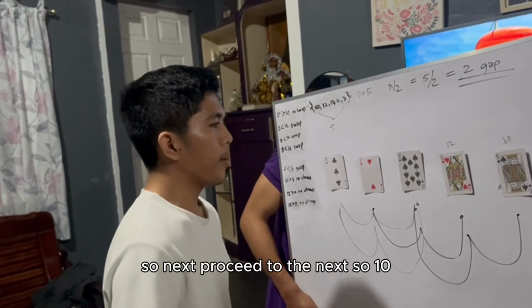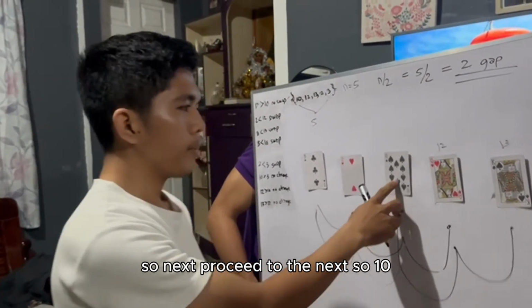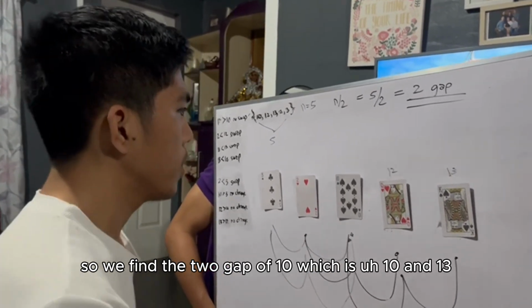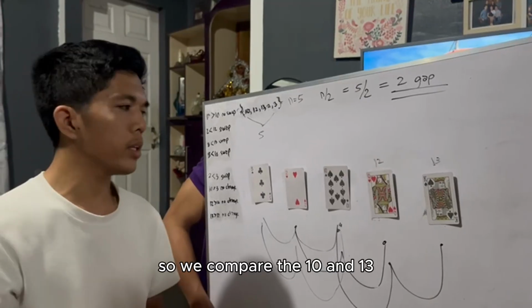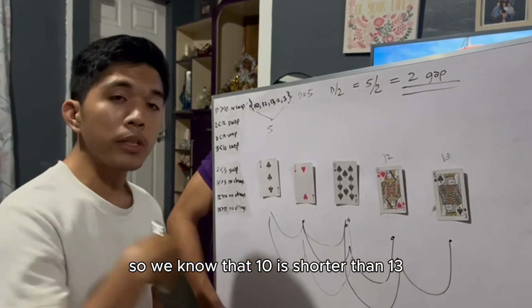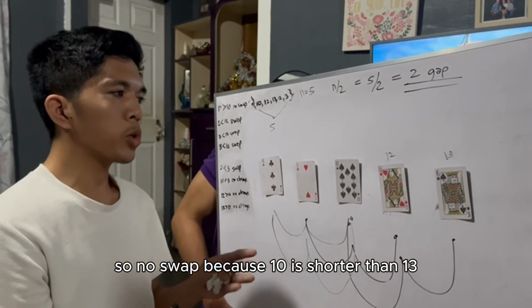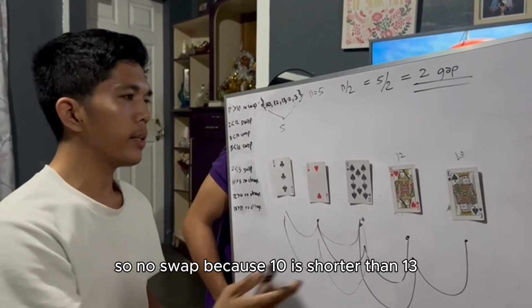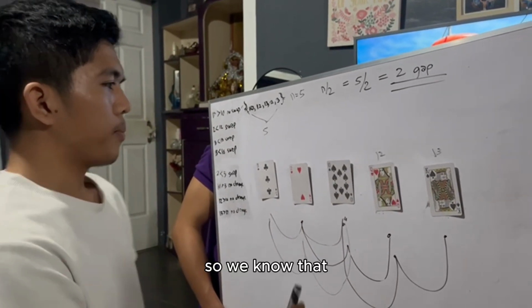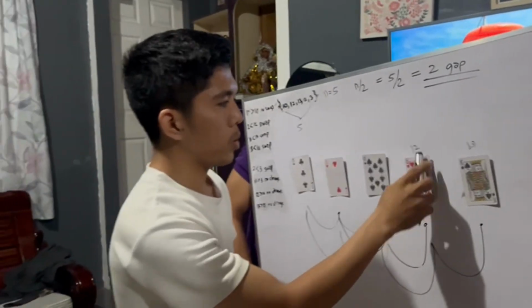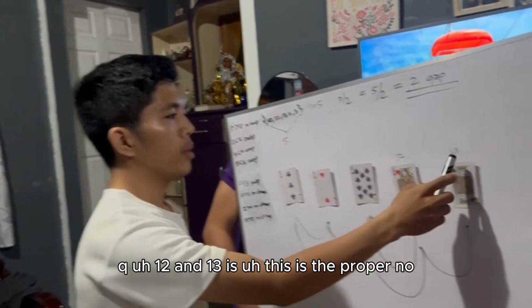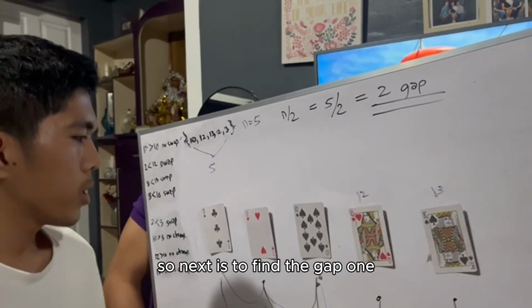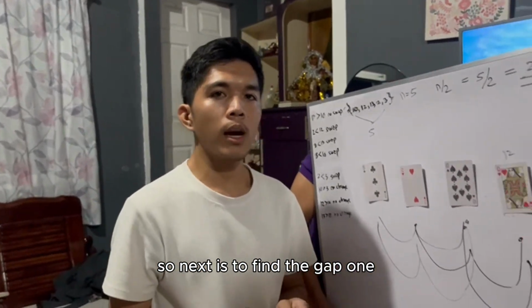Next, we proceed to the next. We find the 2 gap of 10, which is 10 and 13. We compare the 10 and 13. We know that 10 is smaller than 13, so no swap. So we know that 12 and 13 are in the proper order. Next is to find the gap 1.